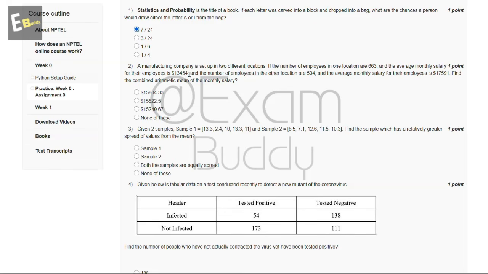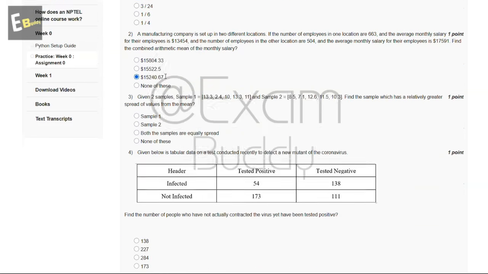A manufacturing company is set up in two different locations. If the number of employees in one location are 663 and the average monthly salary for their employees is $13,454 and the number of employees in the other location are 504 and the average monthly salary for their employees is $17,591. Find the combined arithmetic means of the monthly salary. So these are the options and the answer of our second question is C, $15,240.67. And now let's go to our question number 3.